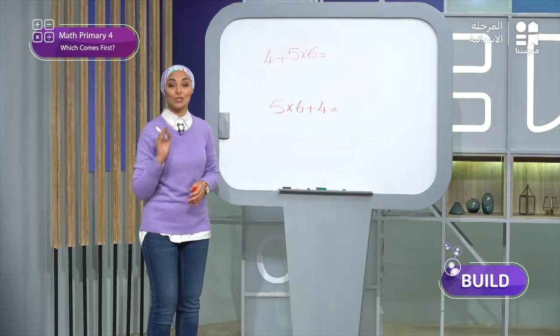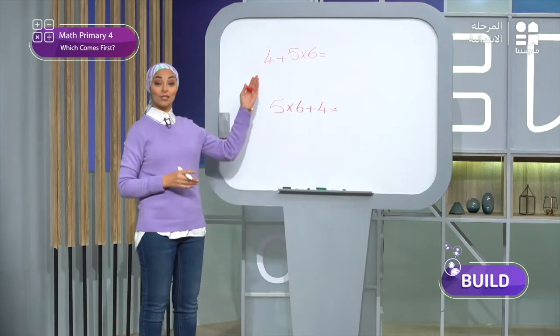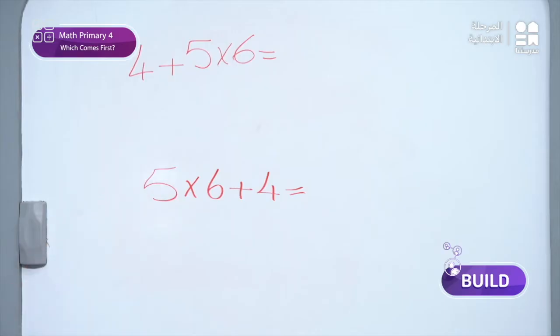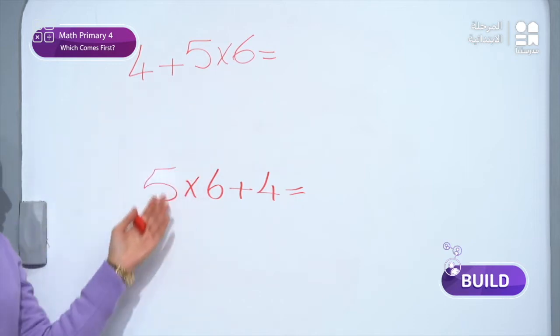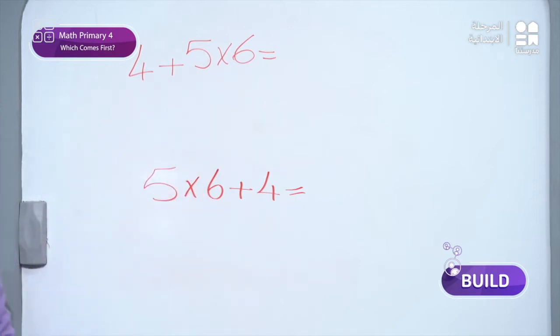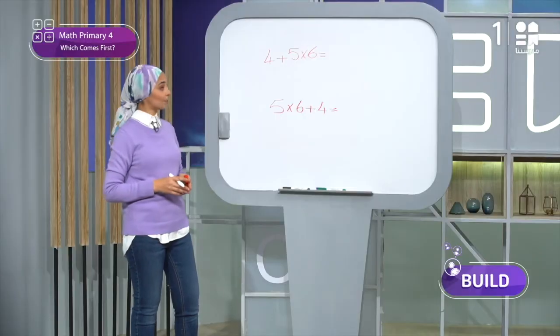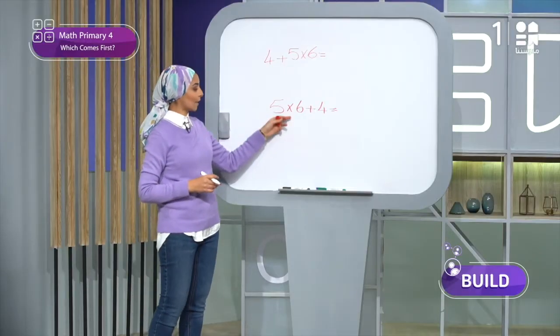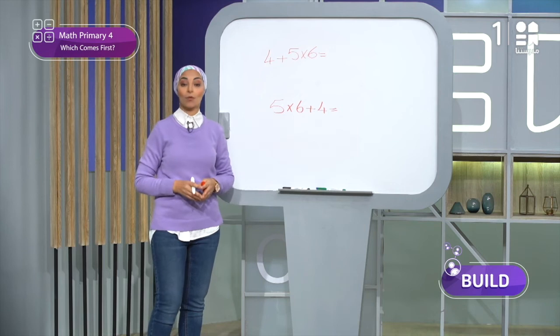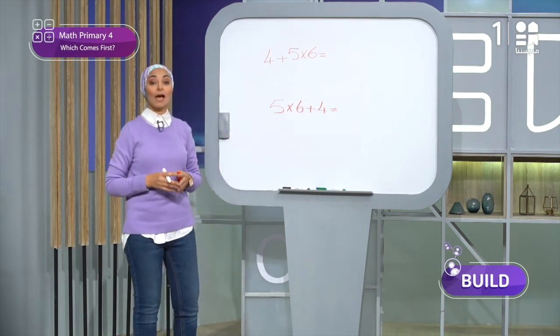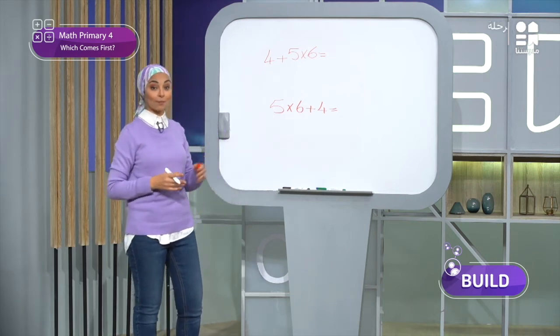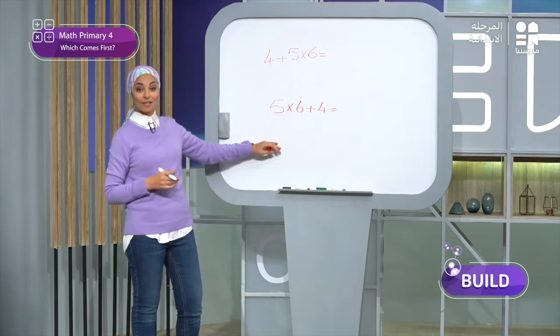Okay, I am sure you have noticed that in the two problems, we have the same numbers, 4, 5, and 6, and the same operations, addition and multiplication. In the two problems I have addition and multiplication. However, when solving the problems, have you got the same products? When you solved the two problems, did you get the same answer?